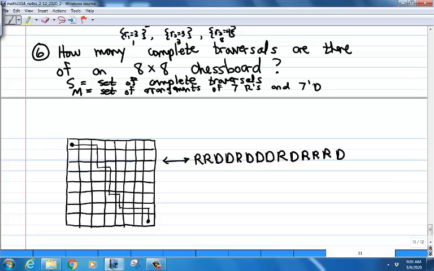Right? Okay. So 7 R's and 7 D's. So there's our initial set model, right? Okay. We know these two sets correspond to each other, just by the description I gave. But now I need a model for M. But what's my model for M? So I'll call this M prime here.